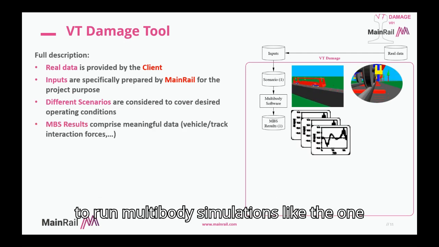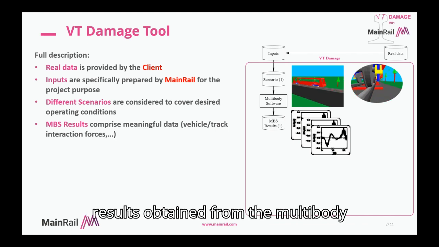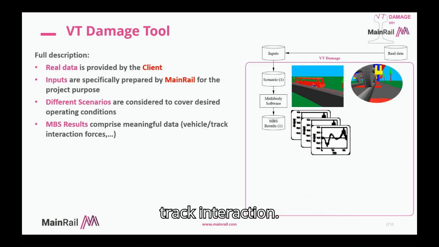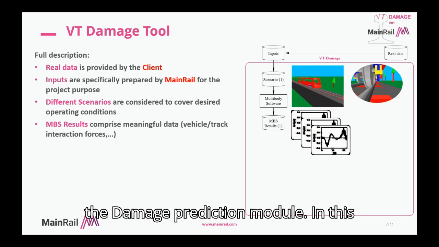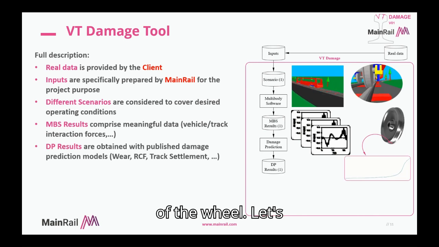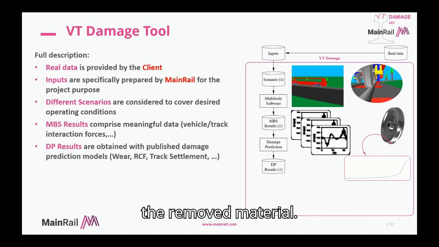The first step is to run multi-body simulations like the one shown in this animation. The results obtained from the multi-body simulations allow us to assess the vehicle-track interaction. This information is then used in the damage prediction module. In this demonstration, it is shown wear evolution of the wheel. Let's zoom in on the wheel tread to show the removed material.